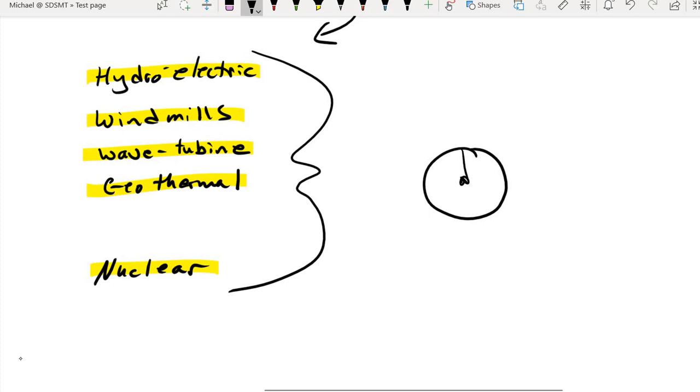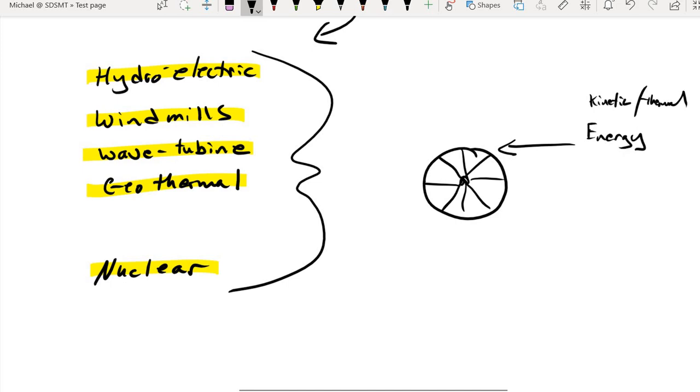We're going to take some kind of external energy source, and that external energy is typically in the form of kinetic energy. Could be thermal energy. But we're going to use these energies to spin the wheel.